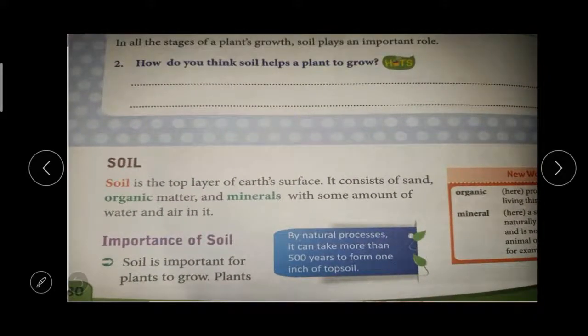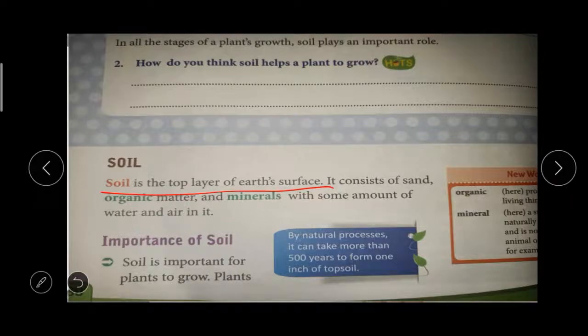First we are going to learn about the soil. Soil is the top layer of the earth's surface. It is the topmost layer of the earth's surface. It consists of sand, some organic matter, minerals, water, and air. It also contains some dust particles. It is the top layer of the earth's surface.